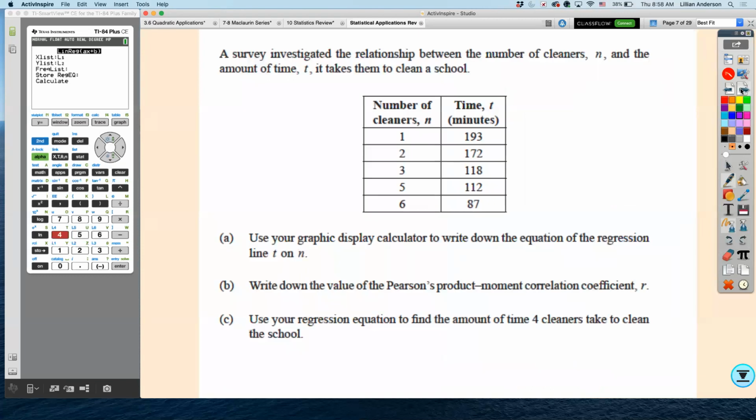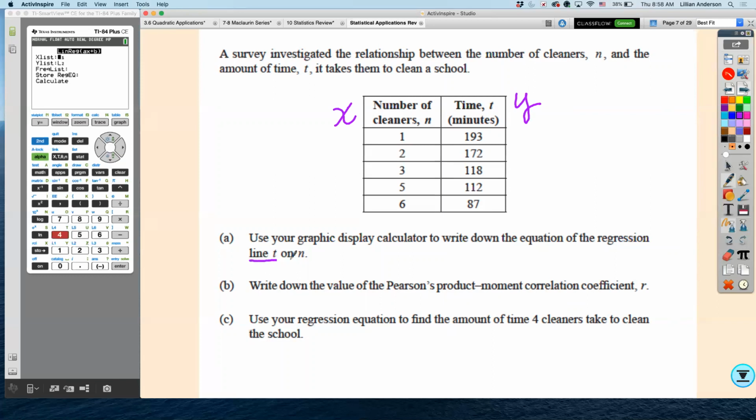So let's look at an example. Remember, I am recording. I'm not expecting you guys to write down these examples. You can go back and write them down if you would like. This is more so just refreshing your memory. A survey investigated the relationship between the number of cleaners N and the amount of time T it takes for them to clean a school. So we have our different cleaners and we have our time. It says use your graphics display calculator to write down the equation of the regression line T on N. T is our dependent variable, N is our independent variable.